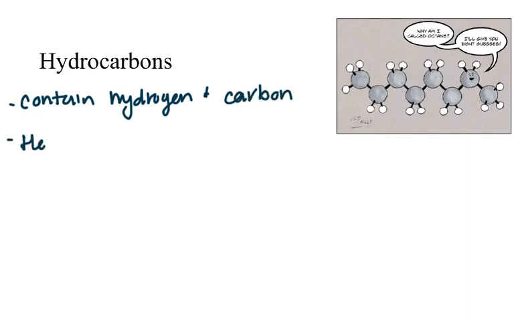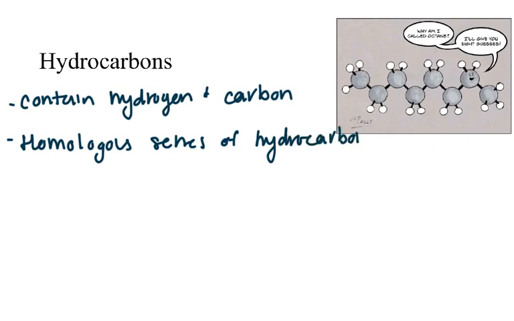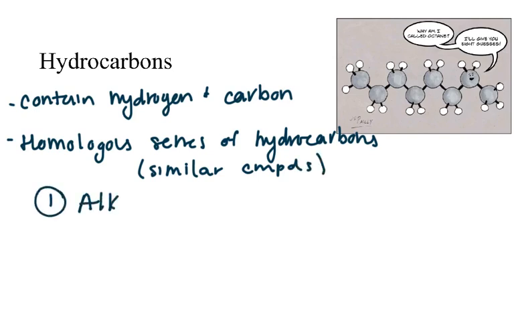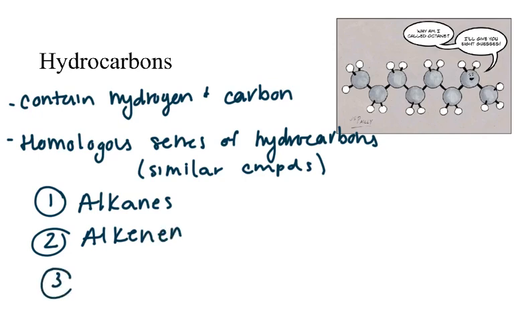They are a homologous series of hydrocarbons. There are 3 of them. They're all considered similar compounds, so that's what this means. We're going to talk about all 3 in this first video. Our first one is alkanes. Our second is alkenes, and our third is alkynes, right?